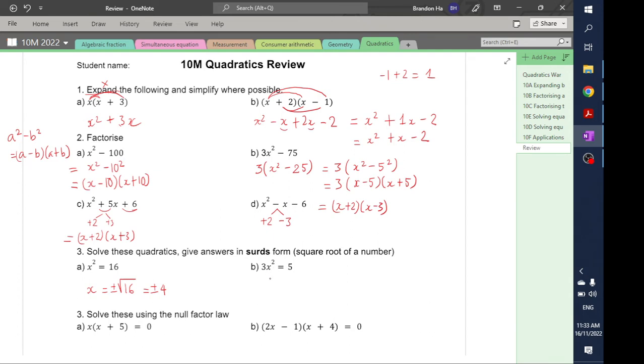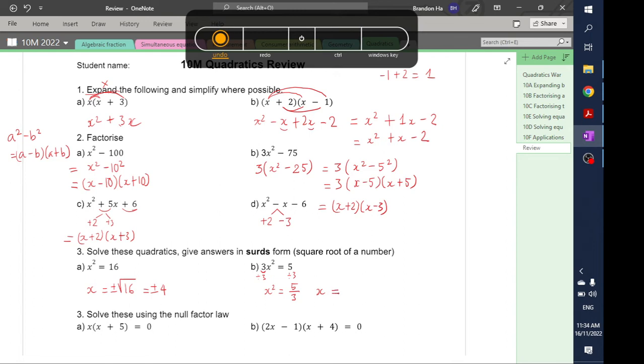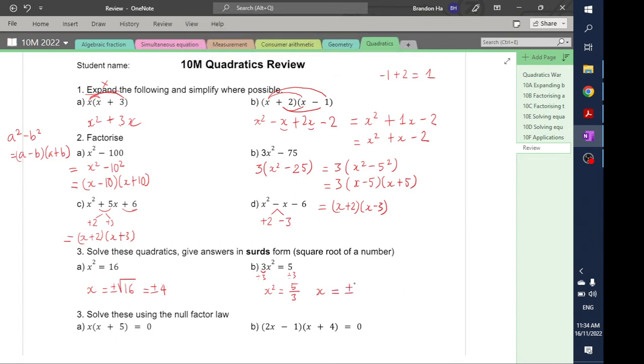For this one, there's an extra number 3 here, so we need to get rid of that extra number 3. How do we do that? We divide both sides by 3. So we have x squared equal to 5 over 3, and x equals plus and minus the square root of 5 over 3.